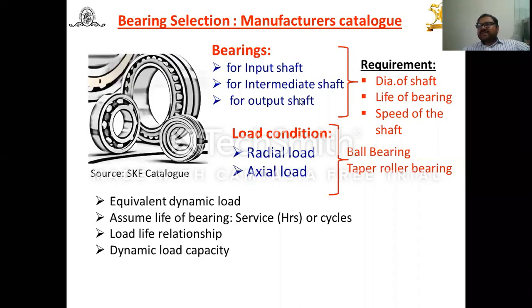It's 1 for inner race rotating, and for outer race rotating it is 1.2. You are aware of that. Multiplied by again a load correction factor, which may be given, or you can assume some value like 1.25.